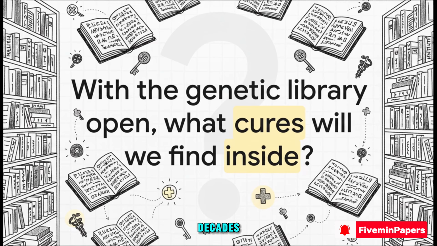You know, for decades, it felt like we were wandering through this huge genetic library where almost all the books were written in a language we just couldn't understand. AlphaMissense has finally given us the translation key. So the question we're all left with now is a really hopeful one. With the library finally open for everyone to read, what amazing cures are we going to find inside?